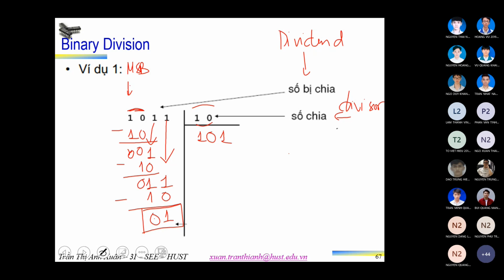So here we have the final result. This is the quotient. And here is the remainder. Okay. So that's all for the rules of binary division.